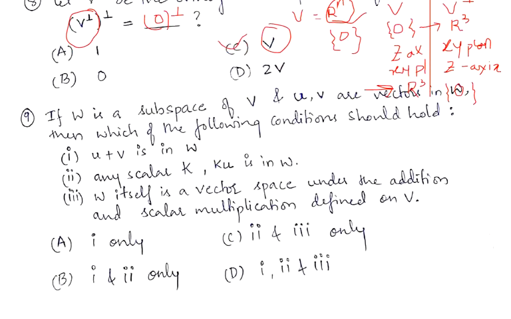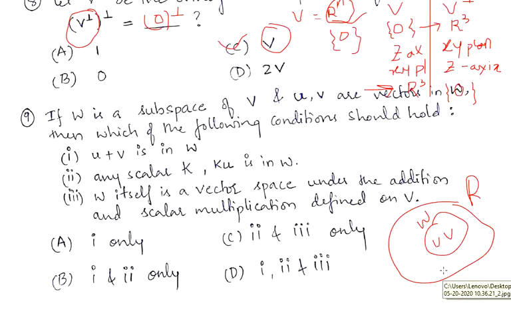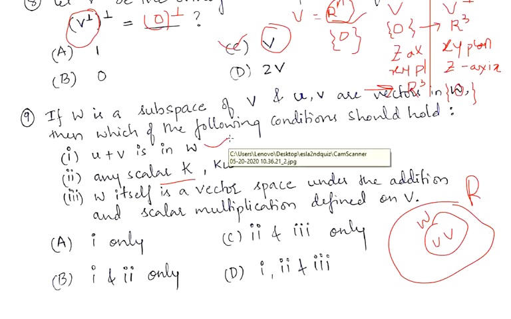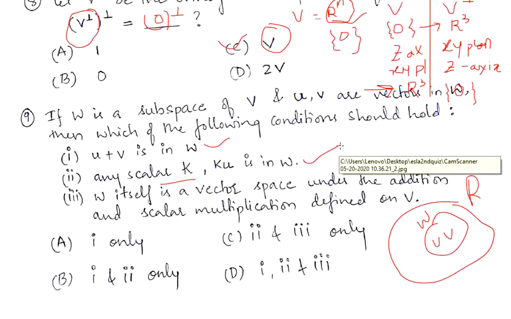Ninth question: if W is a subspace of V and U and V are vectors in W, which of the following conditions should hold? This is V, and W is a subspace, and U and V are vectors in W. U plus V is in W means he is trying to check the superposition principle, that is the linear combination, and scalar multiplication is homogeneity. So we are checking the conditions.